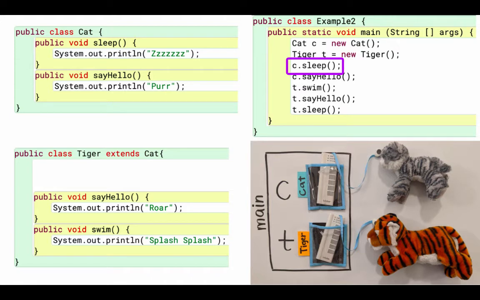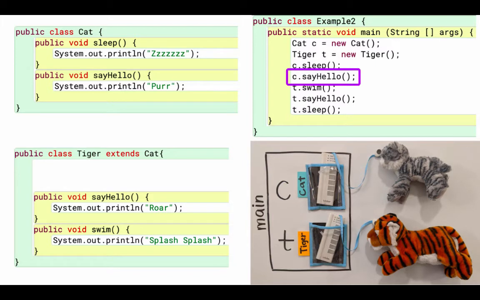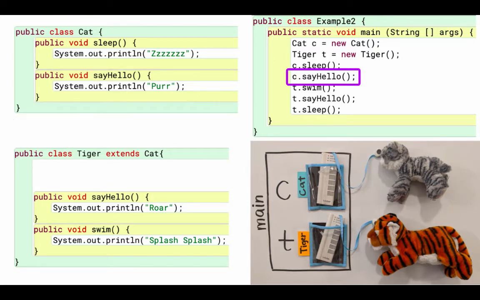We call c.sleep. Okay, what type of object is c? c is a Cat, so we look in the Cat class for the sleep method and we find it. We're done with c.sleep. We call c.sayHello. What kind of object is c? c is a Cat, so we're going to look in the Cat class for the sayHello method and we find it. It prints purr. Okay, we're done with sayHello.